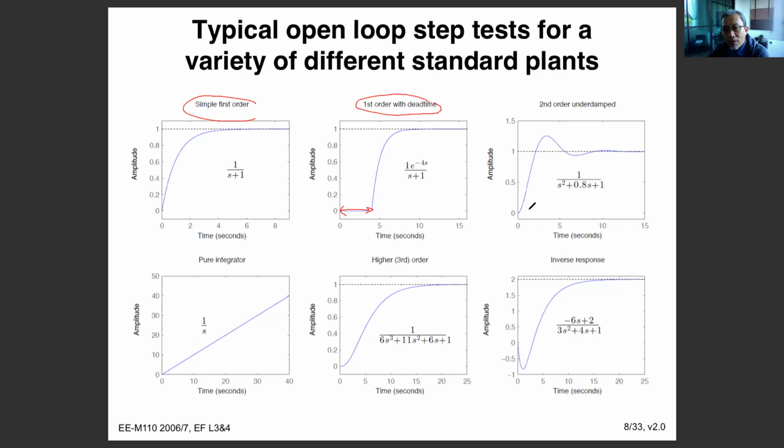Then we have a second order underdamped response, and this is the pure integrator when you use a square wave. Then a higher third order system, 6 over (s plus 1) to the power of 3. And this is a second order system with a zero, with inverse response: it goes down, then goes up to the steady state value.